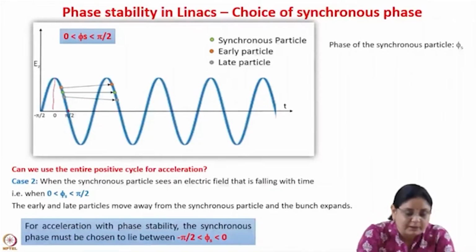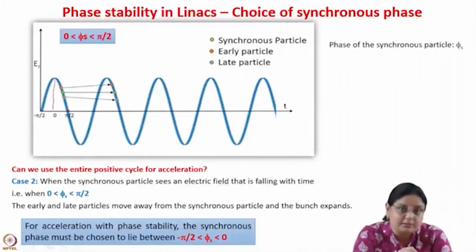Now the early particle comes before the synchronous particle, and since the electric field is falling with time, it sees a value of the electric field that is higher than the synchronous particle. So it gets more energy gain as compared to the synchronous particle, moves faster, and in the next gap it reaches even earlier. The late particle sees a field which is less than the synchronous particle, moves slower, and reaches later, and in the next cycle it reaches even later.